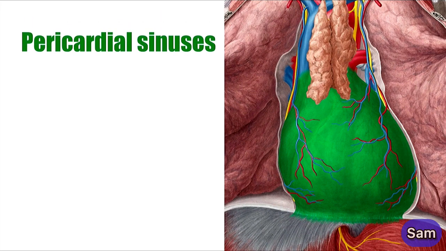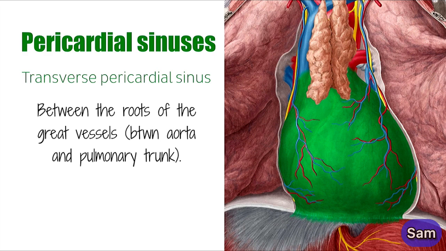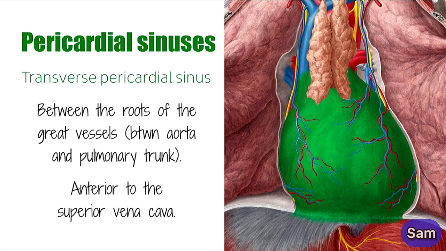Two sinuses exist within the pericardial cavity that include the transverse sinus and the oblique sinus. The transverse pericardial sinus extends transversely across the pericardium, in between the roots of the great vessels, between the aorta and the pulmonary trunk, posterior to the ascending aorta and the pulmonary trunk, and anterior to the superior vena cava.